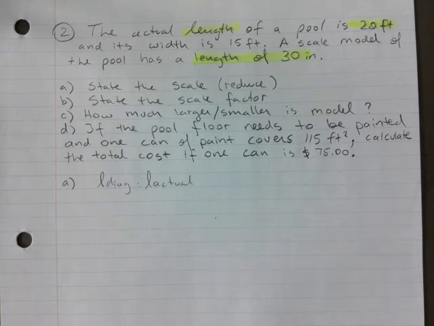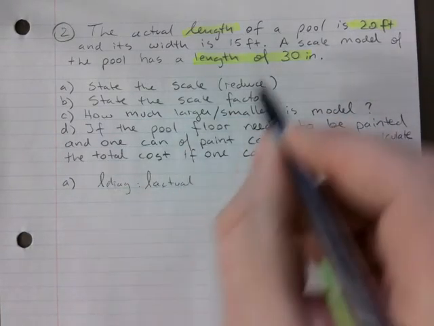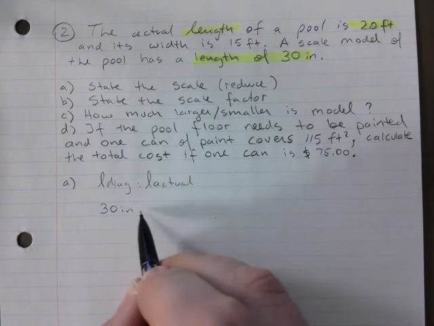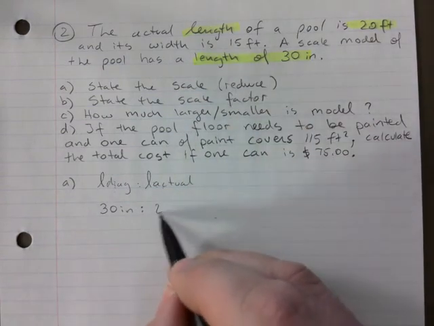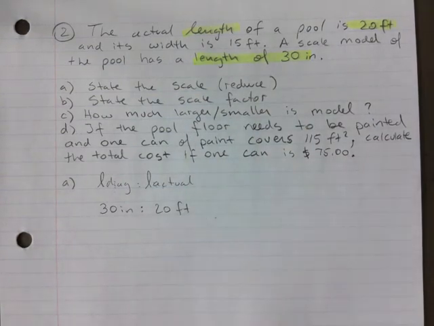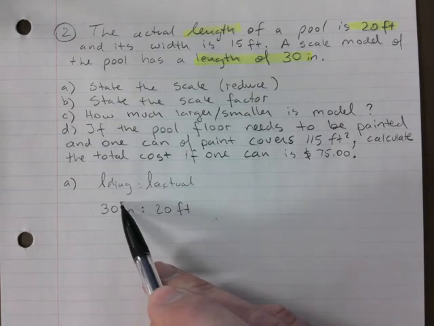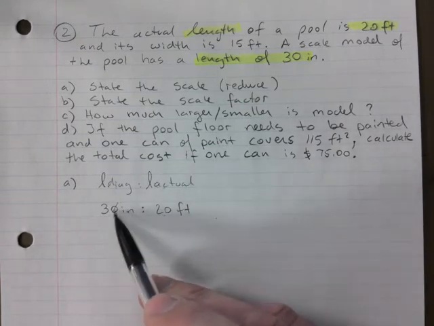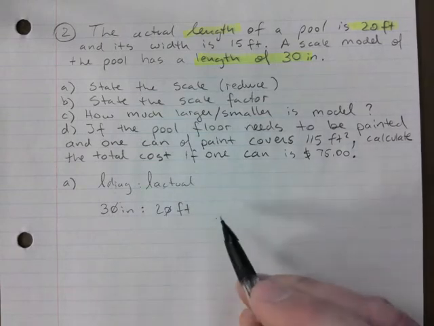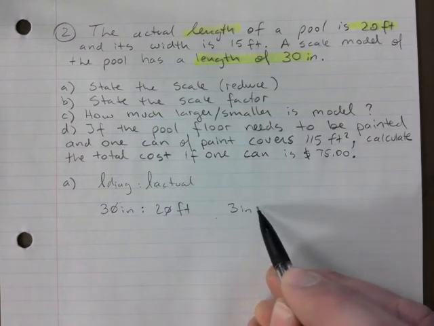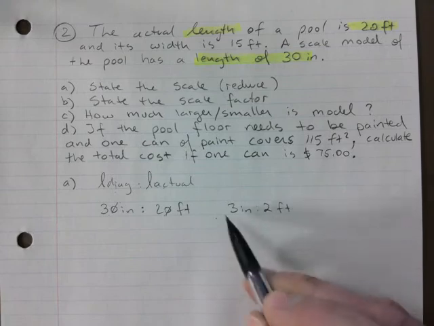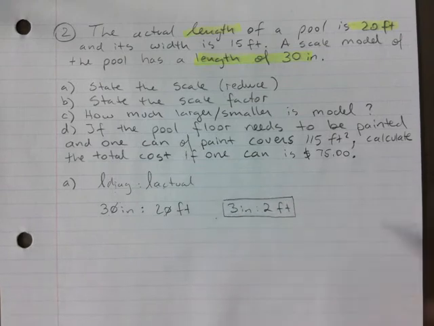Even though they give you the width of the actual pool, it doesn't really help you all that much in this case. So we got to go length of diagram is 30 inches and length of actual is 20 feet. Does that make sense? You got to go length with length. There can be a little bit of reduction. I don't know how your teachers did this, divide both by 10 or cancel trailing zeros, right? So this can actually be written as 3 inches, 2 feet. We're going to leave it at that.